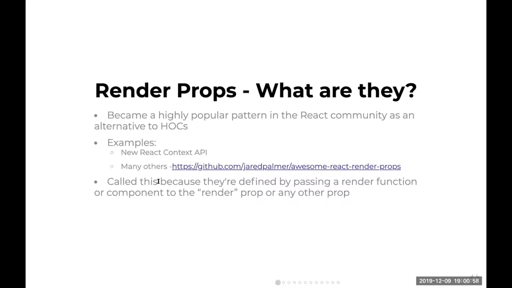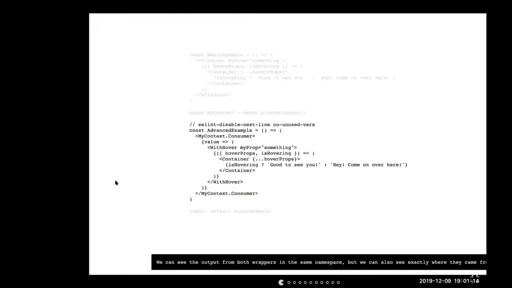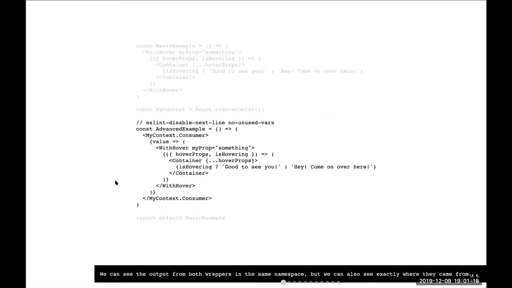There's a whole website that lists a bunch of things. And they were called this because they're defined by passing a render function or a component to the render prop, or any other prop. And I'll show what this looks like. All right, so here you have a component that's using render prop wrappers, if you want to call them that. There's a couple of them that I've chained together, just like we chained together our HOCs. This one is a context consumer.